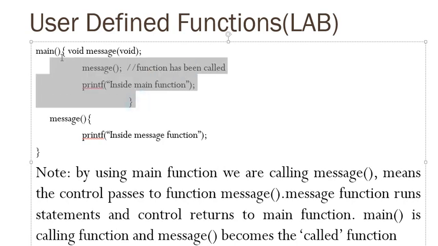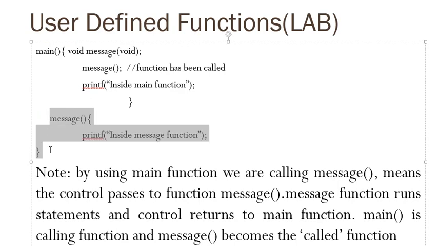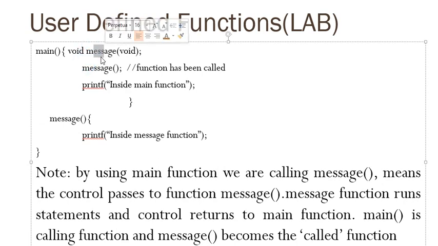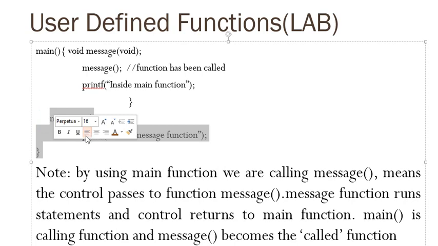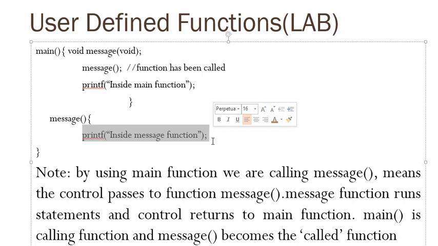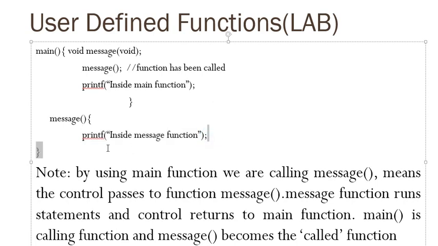Then after the main method, you can write the definition of your function. So the function is message: this is the prototype, this is the calling of the function, and this is the definition of the function. Inside the definition of a function, you can write a block of statements as long as you want. In our case, we have only a single statement.